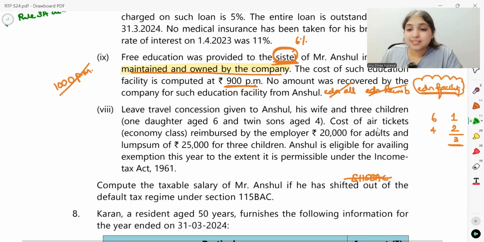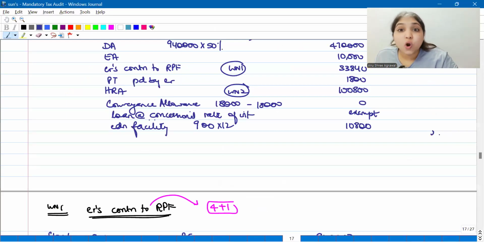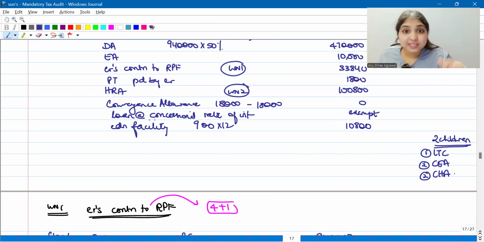See, listen, I'll give you one small tip over here, okay? In your syllabus, where and all do you have the two children limit? Number one in LTC. Then number two in children education allowance, 100 per month per child, maximum two children. Number three, children hostel allowance, 300 per month per child, maximum two children. And number four, you have the two children limit even in tuition fees.